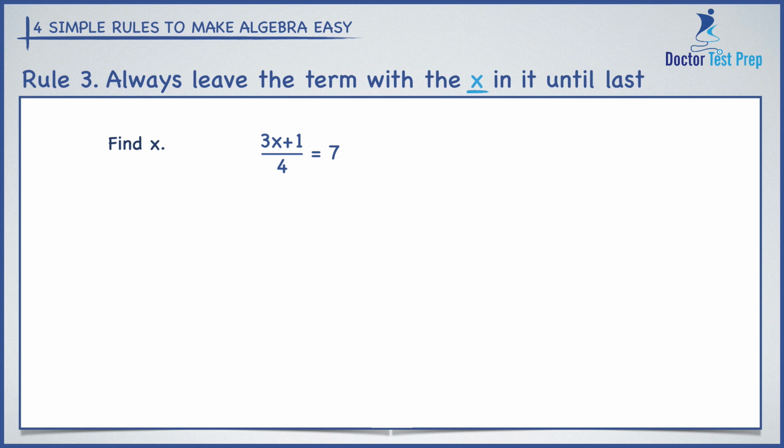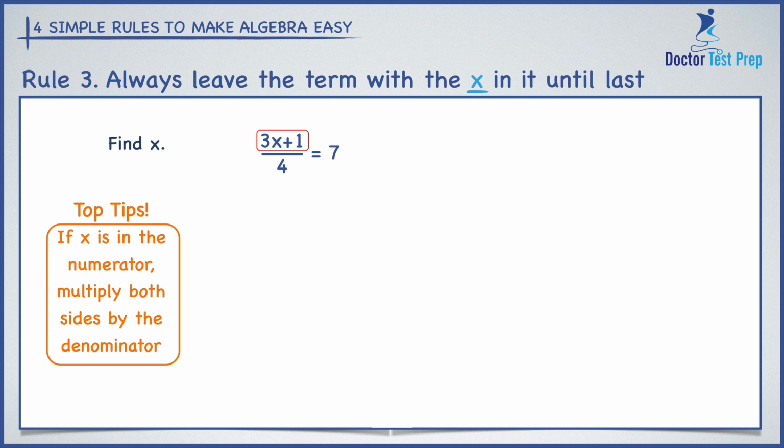Now, when I look at my equation here, on the left-hand side I've got a fraction, and I've got my x in the numerator right there. So I'm going to leave that numerator alone because that's the term with the x in it. So what I'm going to do is get rid of the denominator. In fact, our top tip here is if x is in the numerator, then multiply both sides of the equation by the denominator. So step number 1, I'm going to multiply both sides of my equation by 4. Let's see that right there. The 4s on the left-hand side cancel. That leaves me with 3x plus 1 over 1, which is just the same thing as 3x plus 1. And on the right-hand side, I have 7 times 4, which is 28.